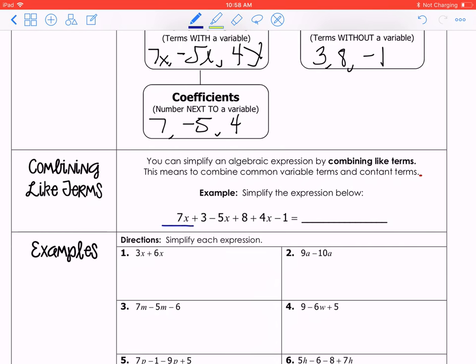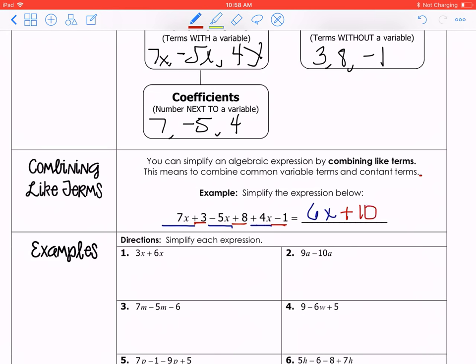So this would be a like term, 7x minus 5x plus 4x. So you're always taking the sign in front of what you're adding or subtracting. So this reads 7 subtract 5 plus 4, which we know is 6. And the x stays there. You don't add those up into exponents. And then all the constants, we're going to combine those. So the plus 3, plus 8, minus 1. If you go across left to right, that's going to give you a positive 10.